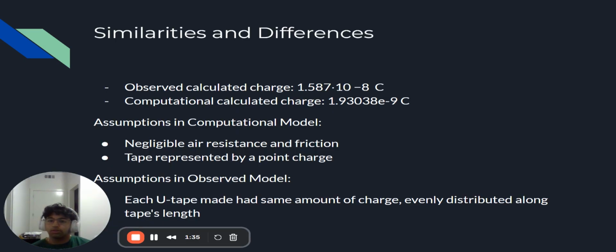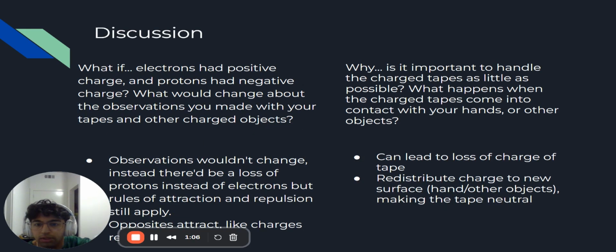Similarities and differences. Our observed calculated charge was 1.587 times 10 to the negative 8. Our computational charge is 1.93 times 10 to the negative 9. So they're pretty close, but still different. Some assumptions we made in the computation model were, again, negligible air resistance and friction, and the tape is represented by a point charge. Observation assumptions: each tape has the same amount of charge evenly distributed.